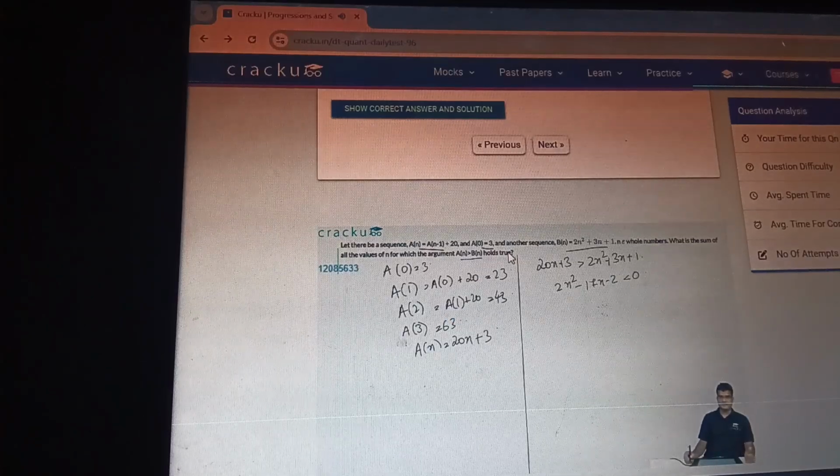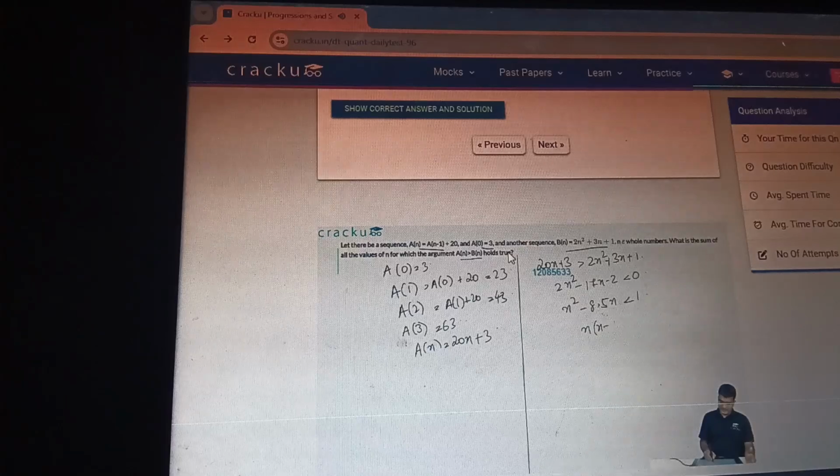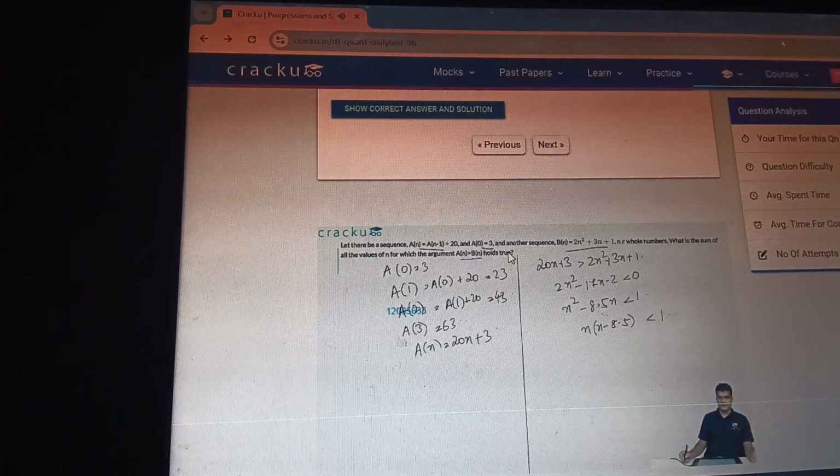So if you divide both sides by 2, you will have n square minus 8.5n will be less than 1, or n into n minus 8.5 will be less than 1. We are required to find out all the natural numbers and all the whole numbers for which this is true, and then calculate their sum.